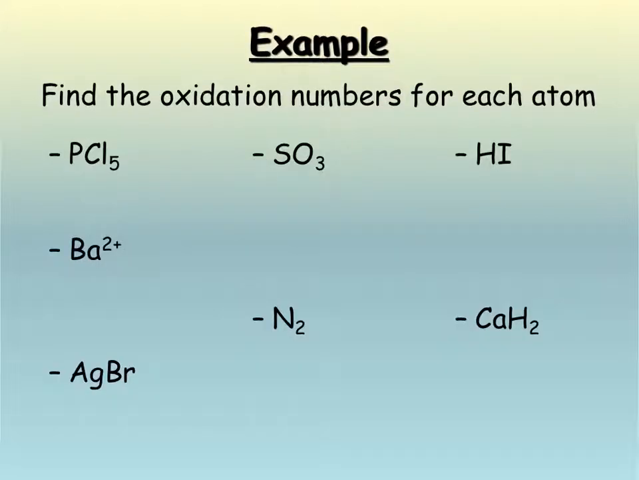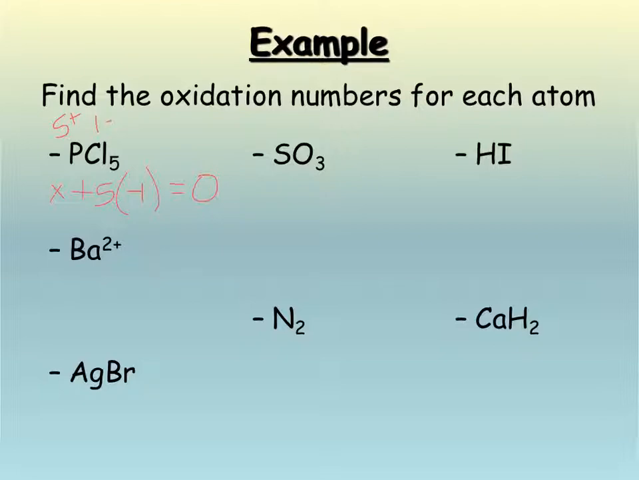All right, so a little bit of practice. Let's find the oxidation numbers for all of these. For PCl5, Cl is the most electronegative, so that's going to be a 1- charge. There are 5 of them, so 5 times 1-. P is what we're trying to find because we don't know it at this point. Overall, this is a neutral compound, so P is going to be 5+ in this case.